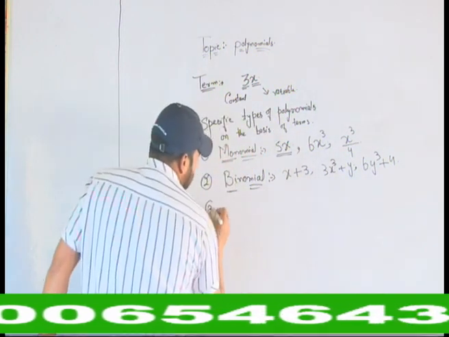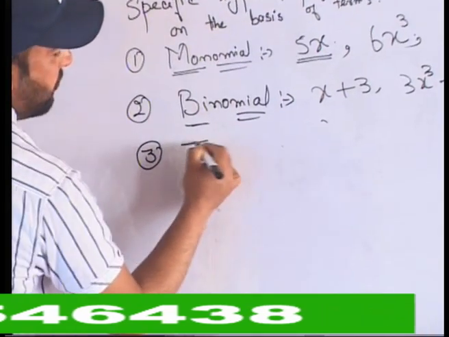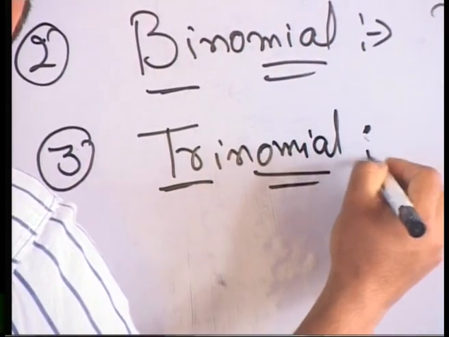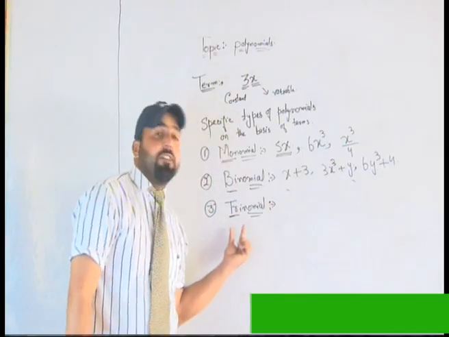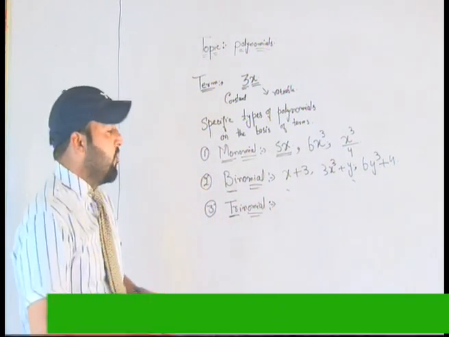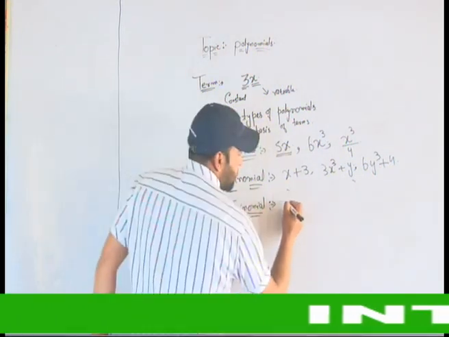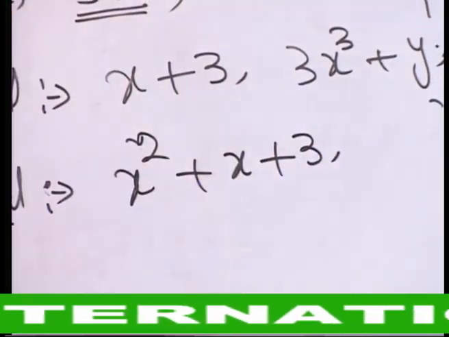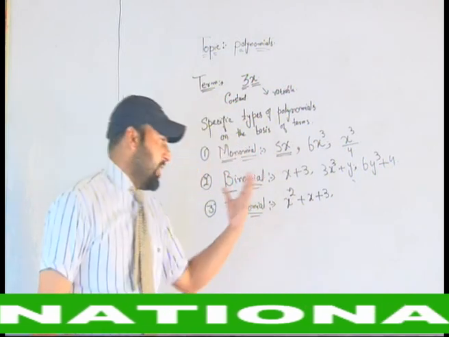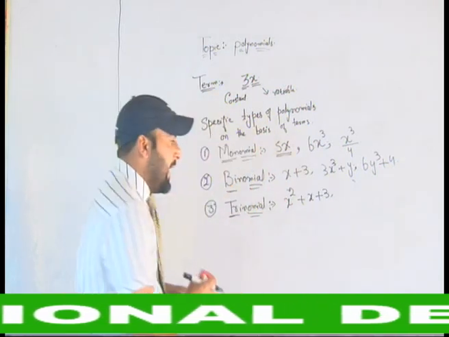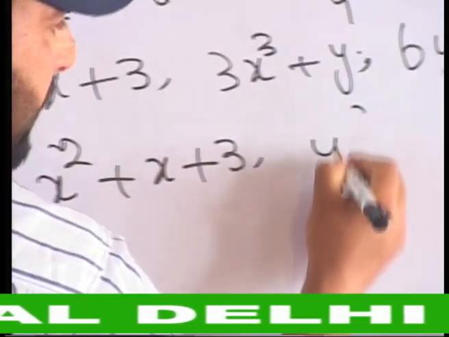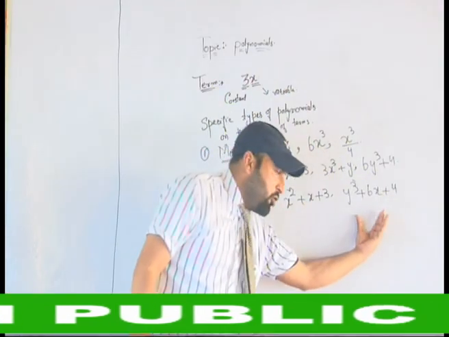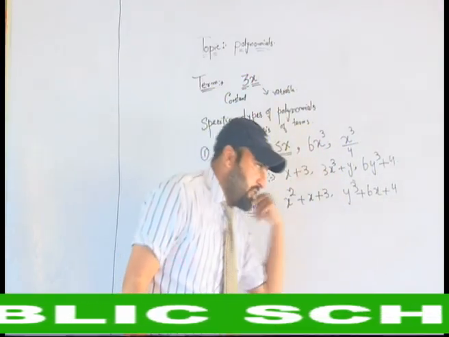The third is trinomial. Tri means 3. So the polynomial which contains 3 terms is called a trinomial. For example, x square plus x plus 3. This polynomial contains 3 terms, so this is considered a trinomial. Another example is y cube plus 6x plus 4. This is also a trinomial, as it contains 3 terms.